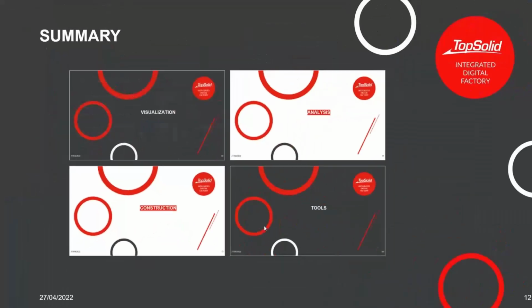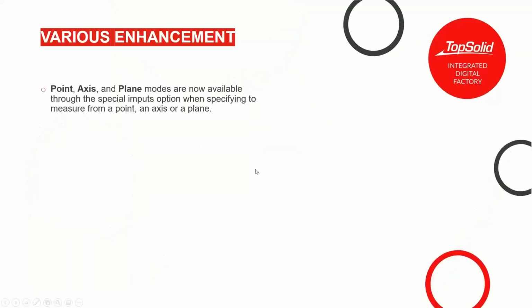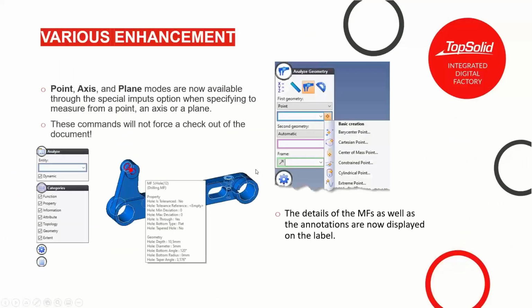Let's keep on going here. All right, now in the analysis side of things, we've made a couple of nice improvements. First things first, when you open a part that is checked in, you can now create measurements. When you're specifying a point, for example, axis or plane, you can now also create custom points, axes, or planes on the fly without the document needing to be checked out.